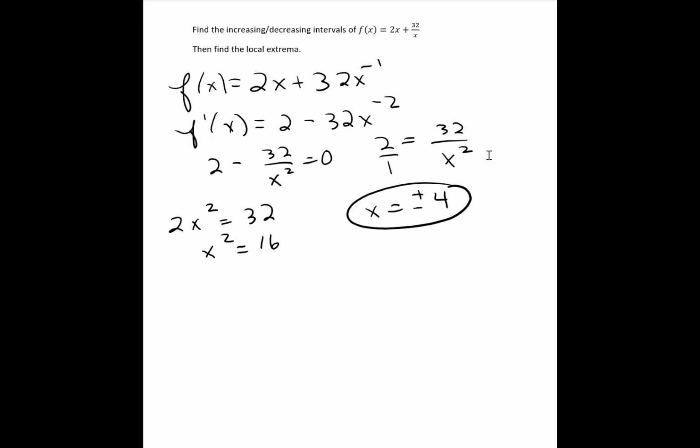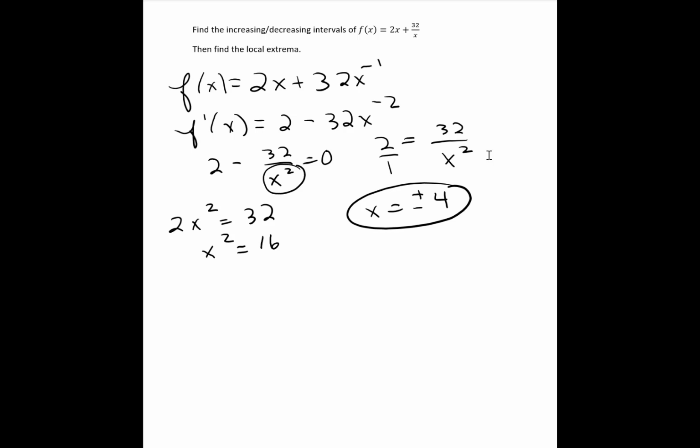So this is what I get from taking the derivative and setting it equal to 0. Also remember, we have to look at where is the derivative undefined. Well, the derivative would be undefined here, where this 32 over x squared is.